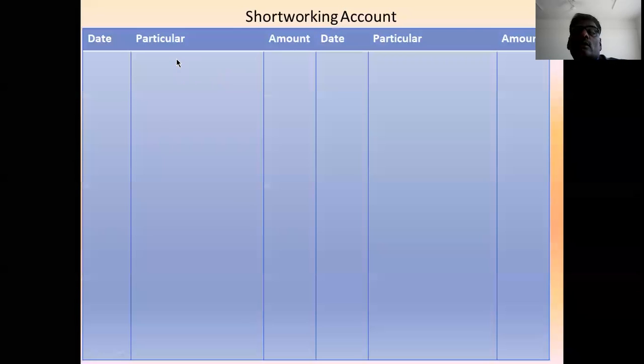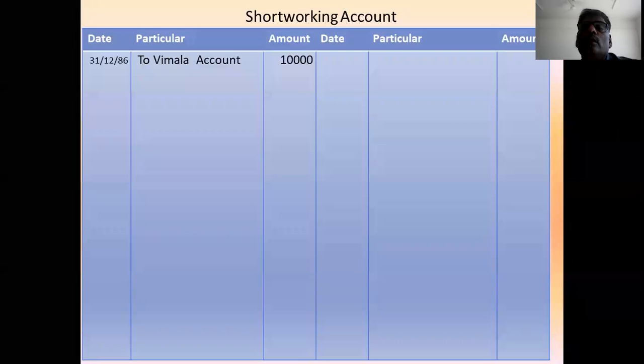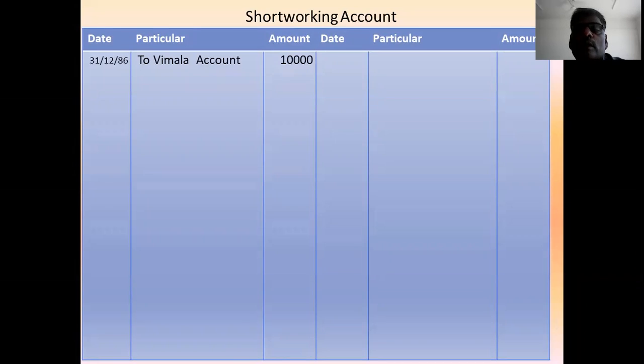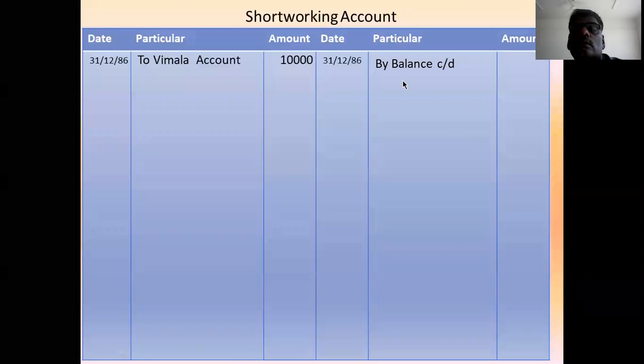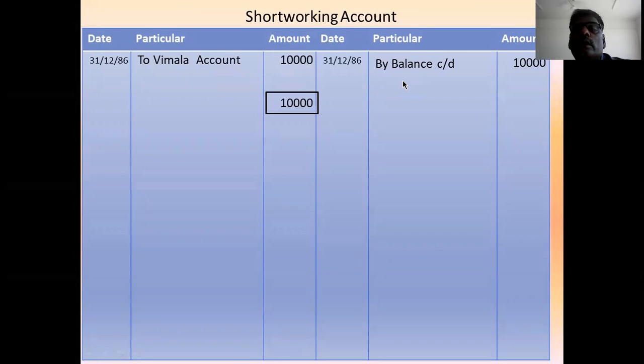In the short working account, SW comes on the debit side, SWR, SWIR on the credit side. First year there is only SW. So to lessor Vimala account 10,000. Credit side SWR, SWIR, there is no amount. Therefore, you take the total and ascertain the balance. By balance carried down 10,000.